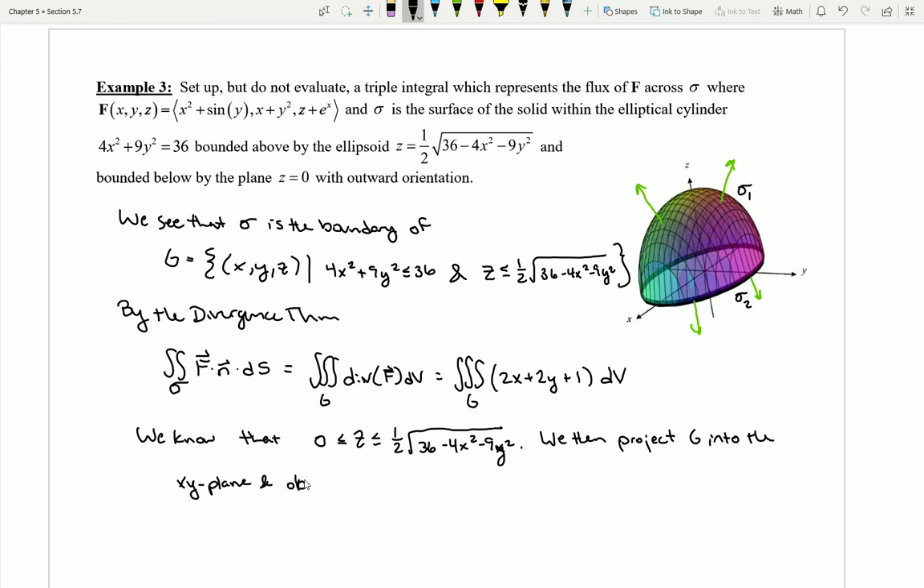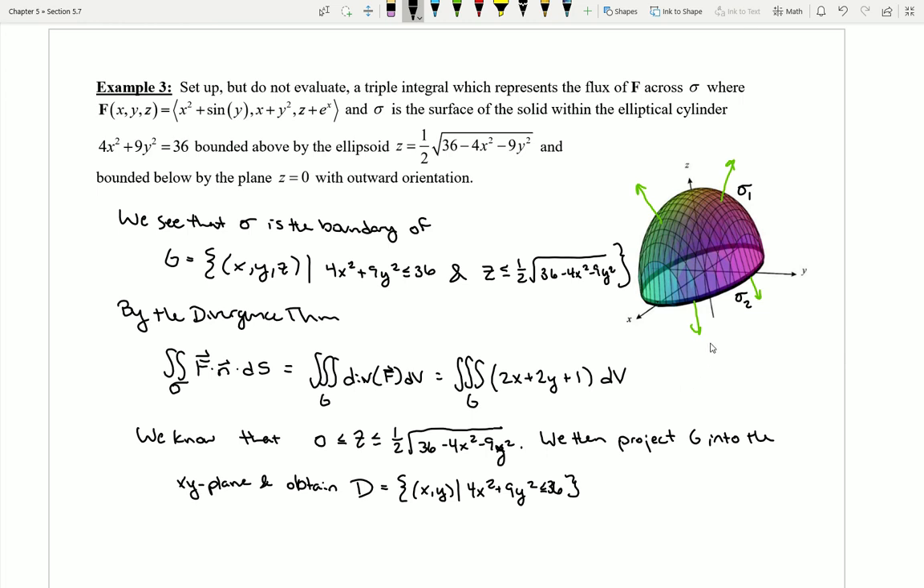And of course, when we do that, we obtain a region D, which is just a bunch of x, y points, all those points that are inside or on that ellipse. Oops, that should be 36. So there's the region D. Now, this is going to be particularly difficult to describe.